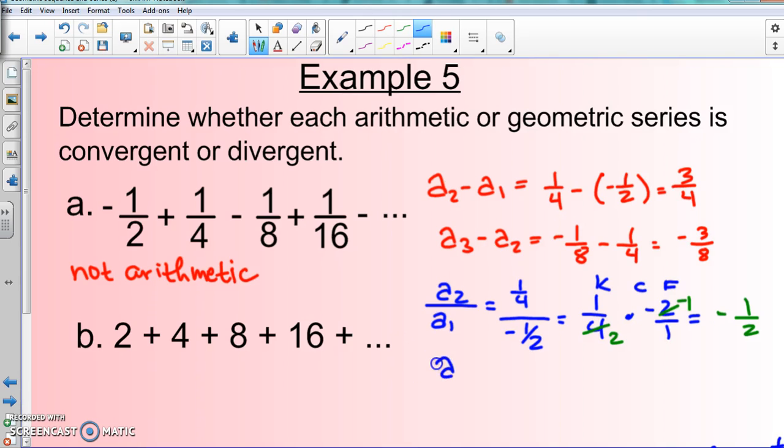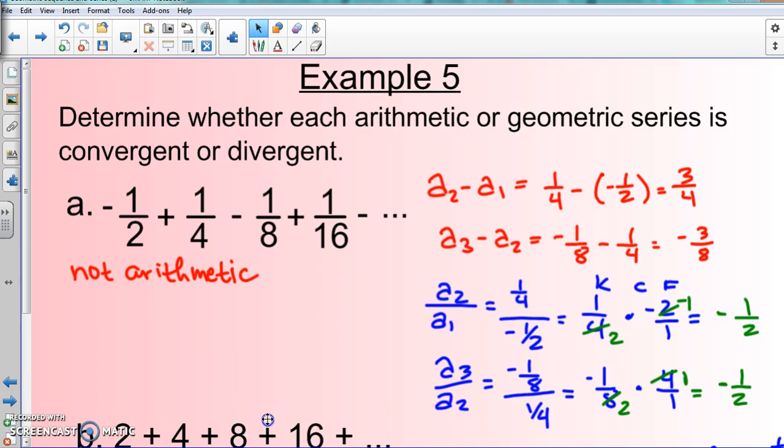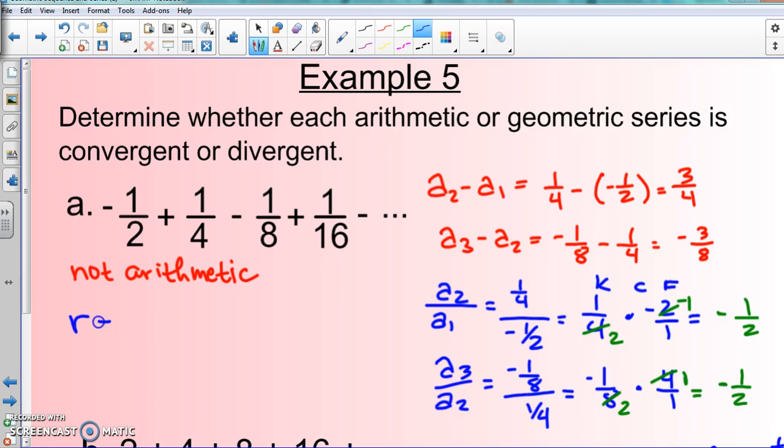And then we try A3 divided by A2. So it gives me negative 1/8 divided by 1/4. Again, keep, change, flip. Here again, 4 goes into 4 one time, and 4 goes into 8 two times. You get a negative 1/2 again. So it's a common ratio. Yay! So there's a common ratio for this. So that means it's geometric.